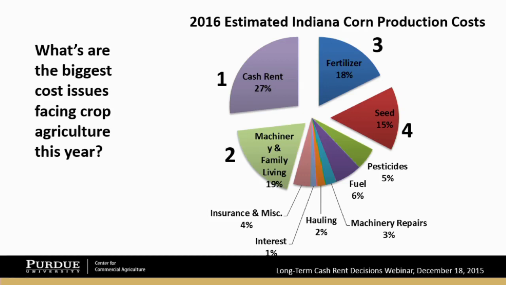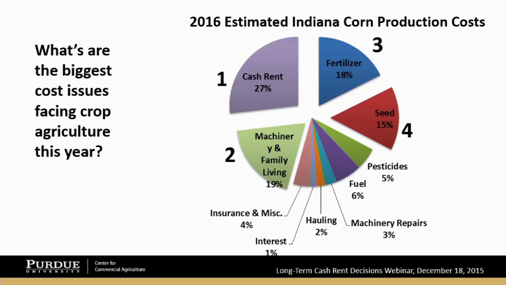Those represent about 45% of total costs, and so agriculture has a lot of fixed assets, land being one of them, but also we have machinery investment, and we also have family living that we need to support. That makes it very challenging when prices come down, because oftentimes it's very difficult to change these fixed assets and to change the prices of these fixed assets.